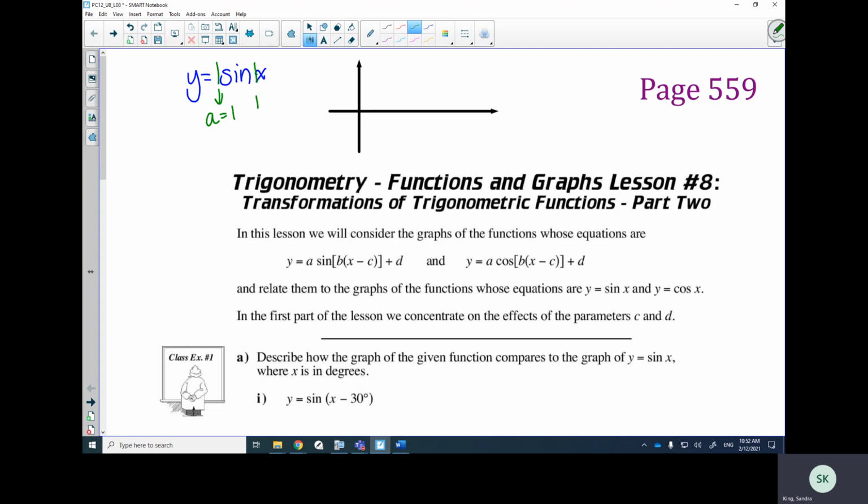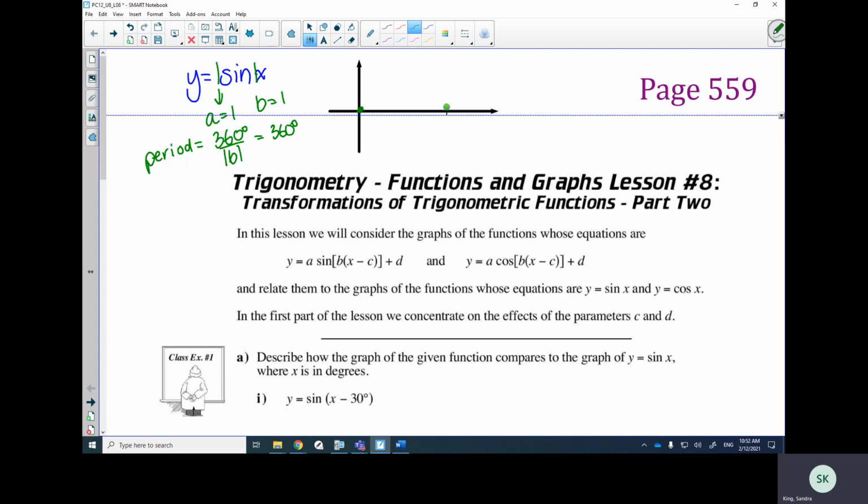Then there's a b value in here, and the b value is also 1. But what the b value does, it is a horizontal stretch, but it tells us the period of our graph. So we know that in order to figure out the period of a sine graph, the period is equal to 360 degrees divided by the absolute value of b. So 360 degrees divided by 1 is just 360 degrees. So for a sine graph, one complete period is 360 degrees, and then it repeats itself.